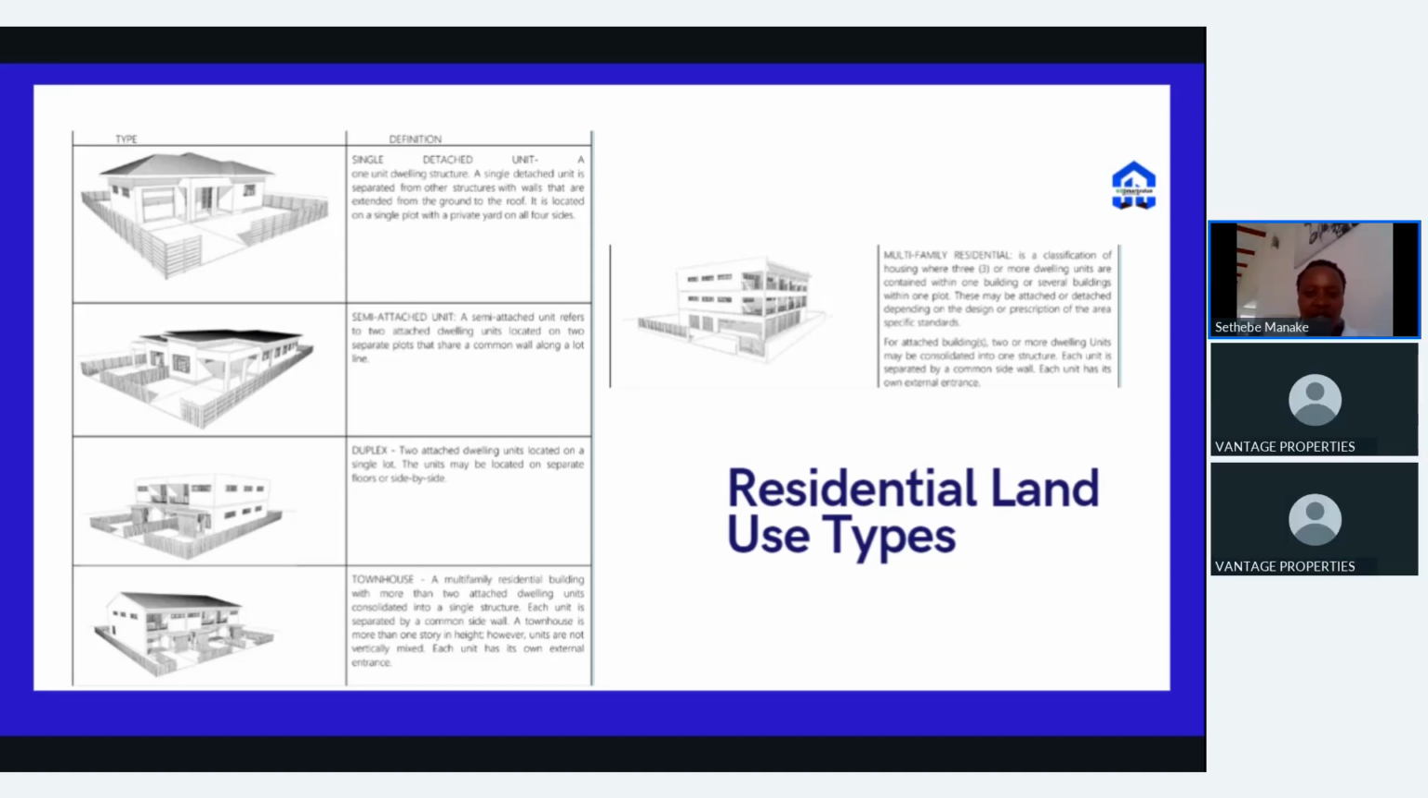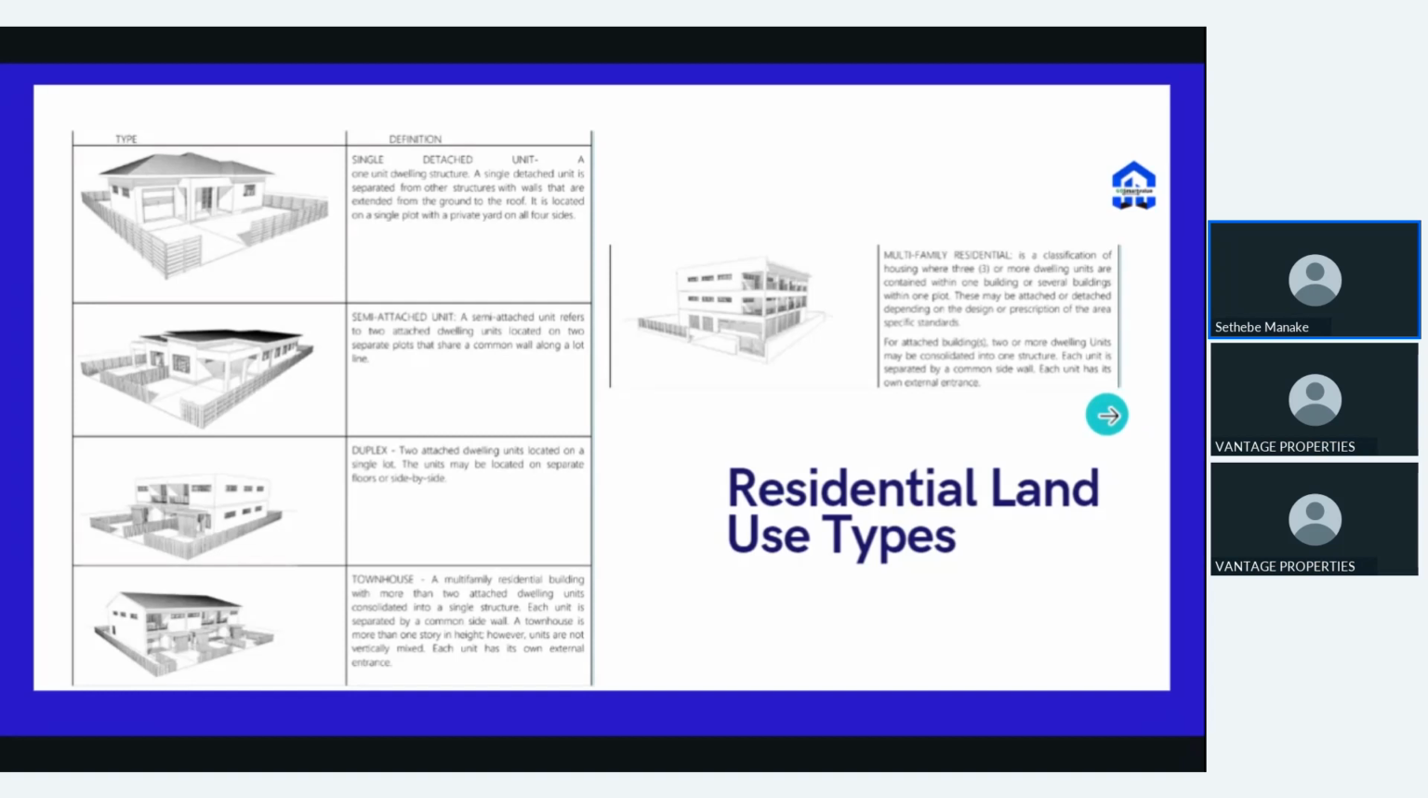Two attached dwelling units located in a single plot. So it is similar to that, where you find them side by side or on separate floors, in different floors or in different houses. Townhouse, multi-family residential building: there are 3 or more units in that particular house or in that particular building.